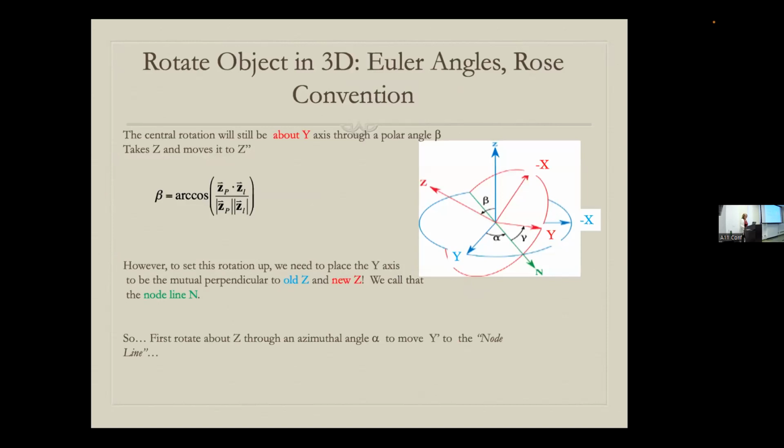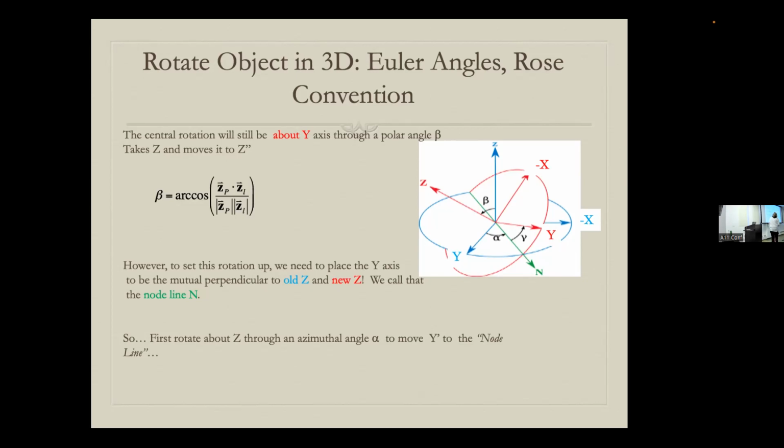The way this is constructed for Euler angles is the following. We're going to build everything around that center piece of moving the z-axis from the old position to the new position. That's the most important angle in many respects. So the center rotation will still be a rotation specifically about y through a polar angle beta. So we're not going to use x. This is a convention. We could have, but we're not. We're going to use y.